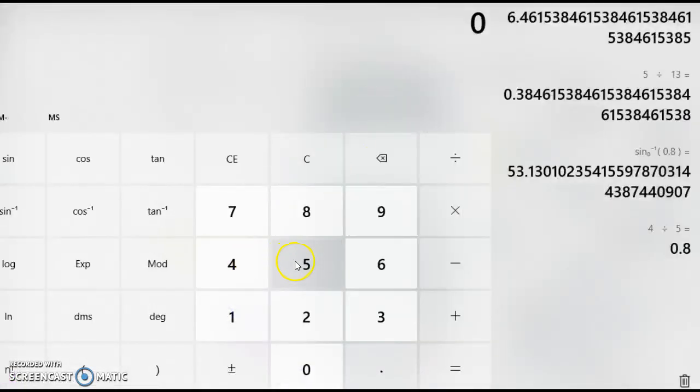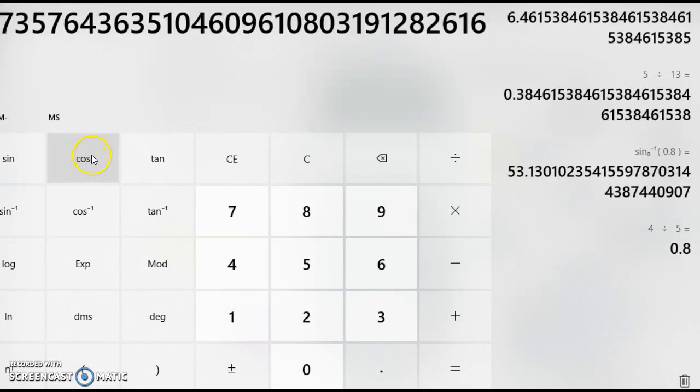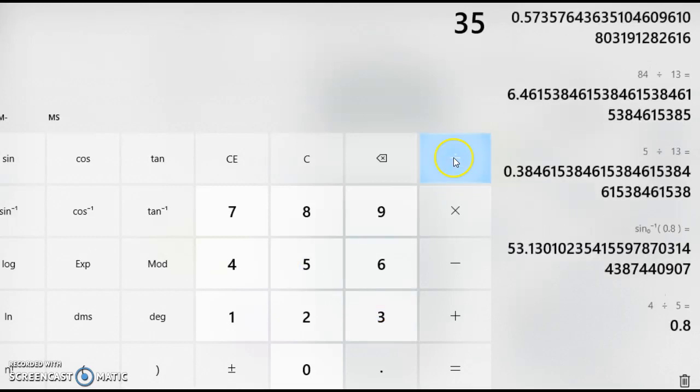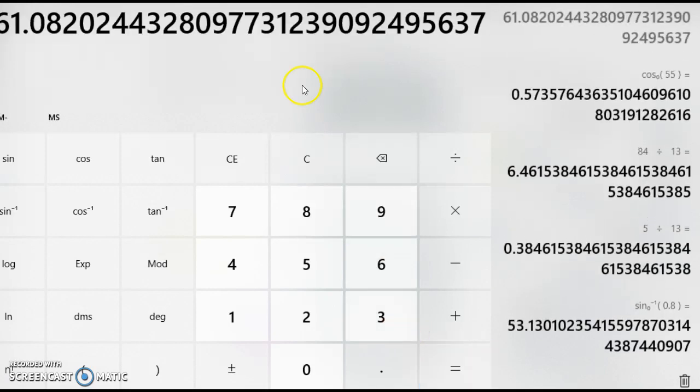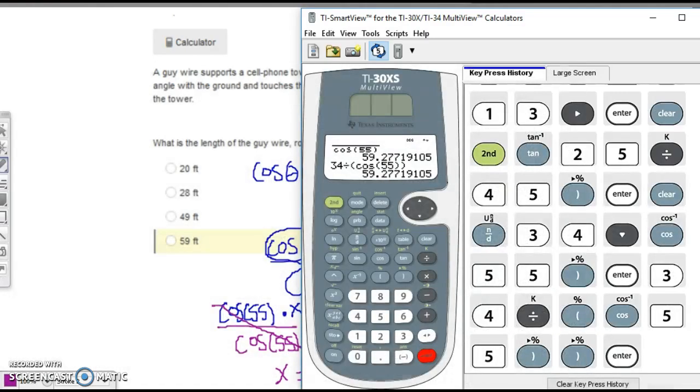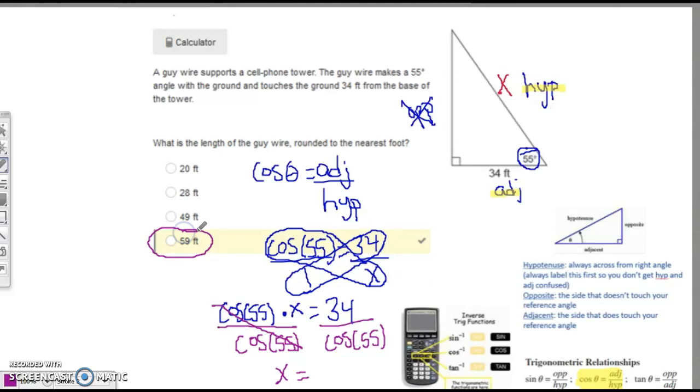Yes, 55. Okay, so 55 cosine, which is 0.57, and then we're going to do 34 divided by 0.573, whatever that is. And you still see that we'll get approximately, wait a minute, it's not even close, but it's close enough to pick out the right answer. So the approximating on the computer calculator does mess you up a little bit, but it's still close enough. If you get 60, you know that the closest answer is 59. Okay, good luck on your quiz, and make sure you learn how to use your calculator because it's all about calculator use on these problems.